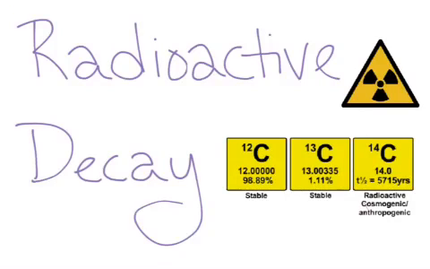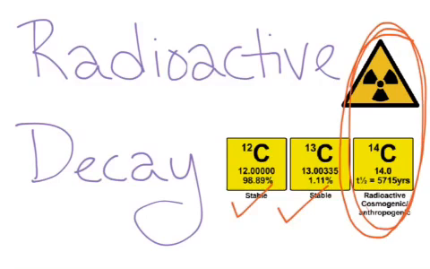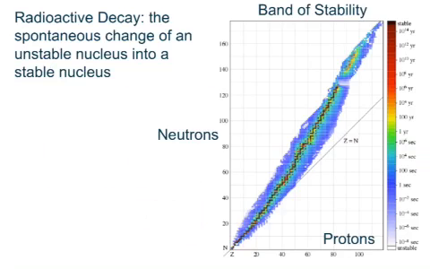Most elements are composed of two or more isotopes, which are either stable and therefore remain the same over time, or they are unstable, which means that they are going to have to decompose in a way that will help them reach stability. And the process of that decomposition is what we call radioactive decay. So, the spontaneous change of an unstable nucleus to a stable nucleus.